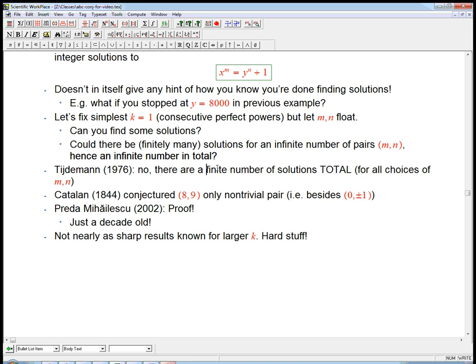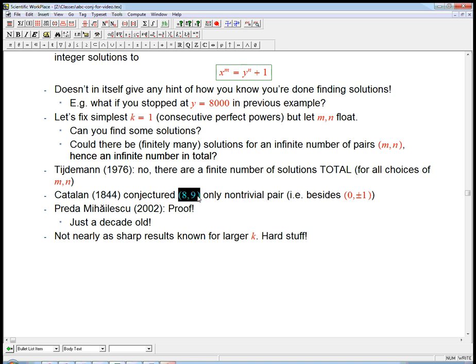That's pretty cool. Well, way back in 1844, Catalan, I think it's the same Catalan of the famous Catalan numbers in combinatorics, conjectured that, hopefully you found this one, especially given the title of the videos, that 8 and 9 is the only non-trivial pair. Of course, 0 and 1 are obviously consecutive perfect powers, but that's not very interesting. Let's say a pair with x and y positive integers.